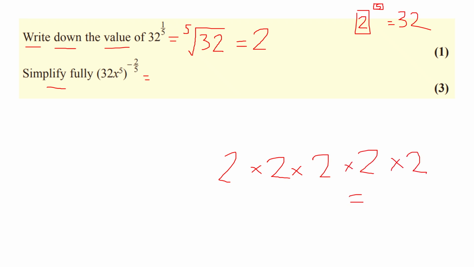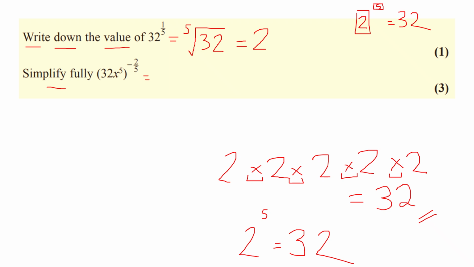32. Again, this is having a bit of knowledge on your roots and your powers. But 2 to the power of 5 is 32, or in other words, if I multiply 2 by itself, if you look, 4 times, because there are 4 times signs, we get 32. So the fifth root of 32 is just 2.